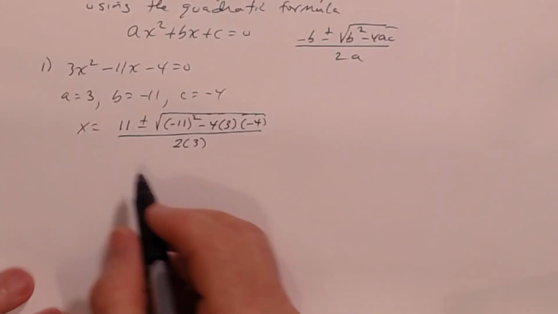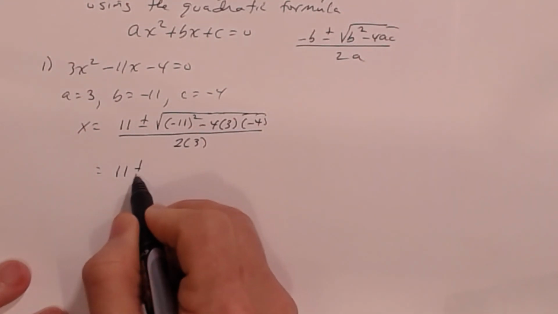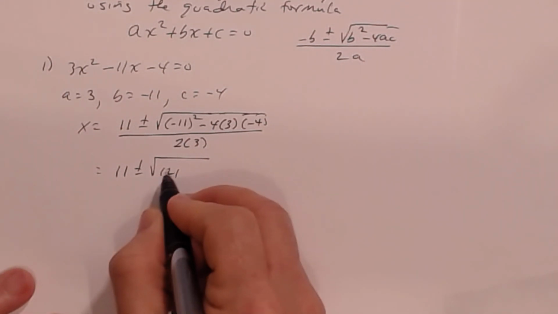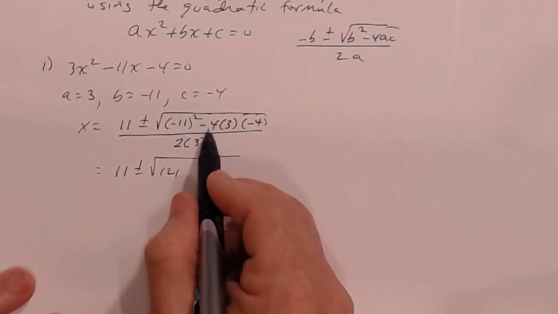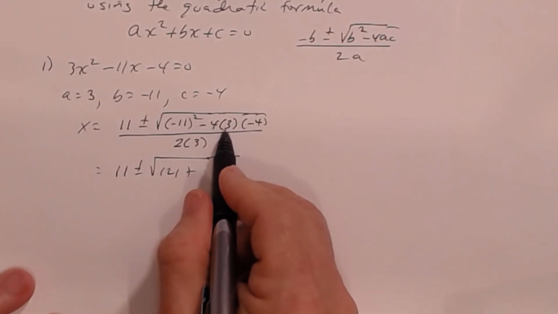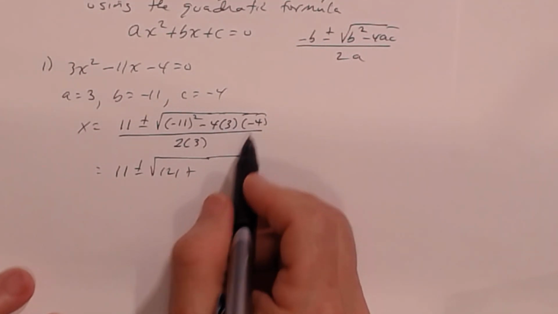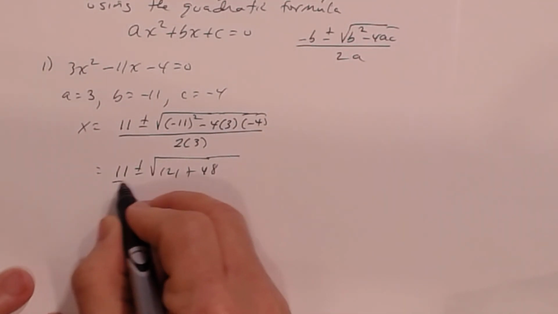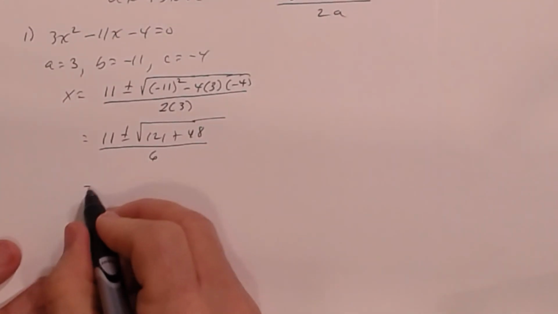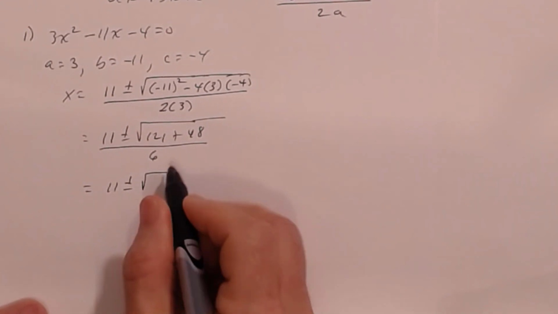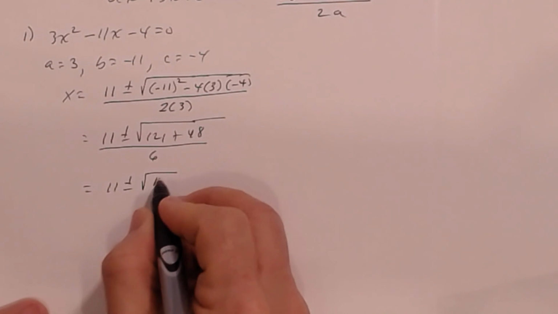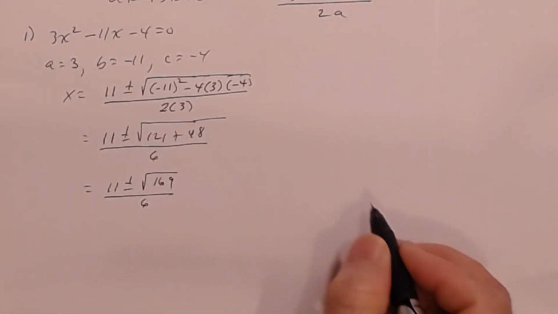So all you're doing. Okay, so we get 11 plus or minus the square root of negative 11 times itself is a positive 121. So notice it's positive. Okay, negative times a positive times a negative is a positive, right? 4 times 3 is 12, and 12 times 4 is 48. If you need to use your calculator, use your calculator. All of this is being divided by 6. So then we get 11 plus or minus the square root of, still simplifying the radicand, of 121 plus 48 is 169, all divided by 6.